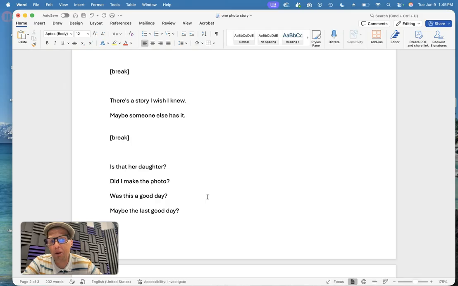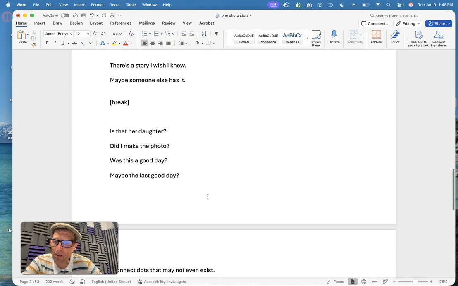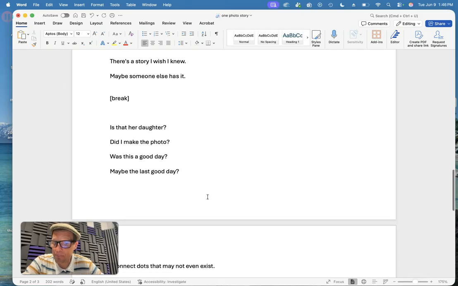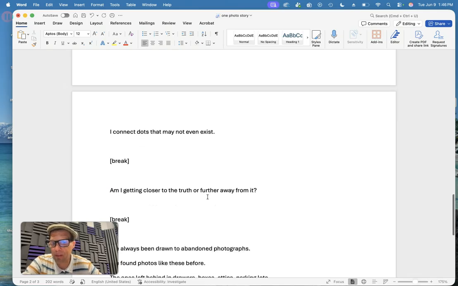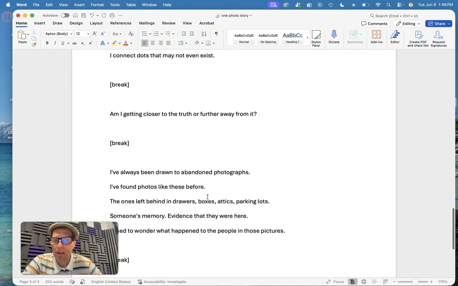There's a story here I wish I knew. Maybe someone else has it. Is that her daughter? Did I make this photo? Was this a good day for them? Or maybe the last good day? I connect the dots. I sit here looking at the image and I'm connecting the dots that may not even exist. Am I getting closer to a truth or further away from it?